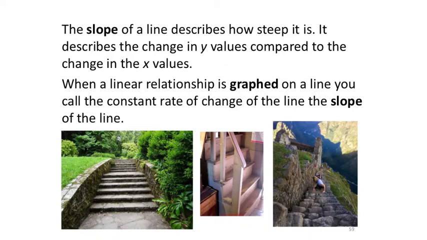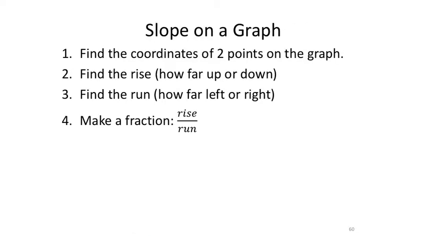But again, if you looked at these, you could say which one is the steepest, and if you had at least the profile of it, you could possibly make that decision, okay? So when a linear relationship is graphed on a line, you call the constant rate of change of the line the slope, which we already saw from the last slide is the steepness of the line, which is a ratio of rise to run. So for slope on the graph, find the coordinates of 2 points on the graph, because all you need is 2 points on the graph.